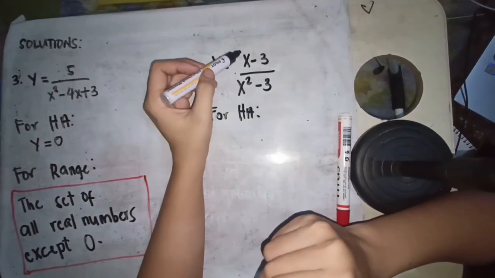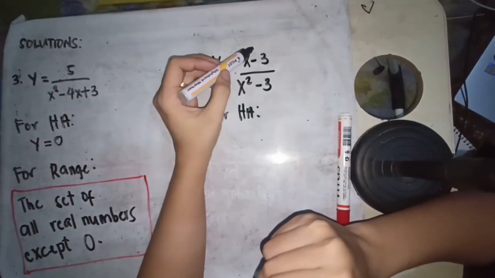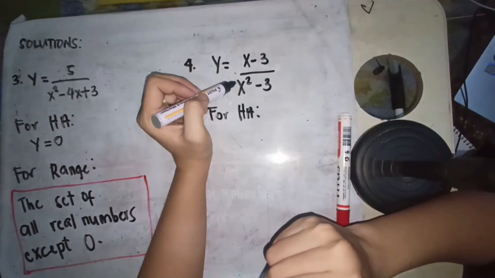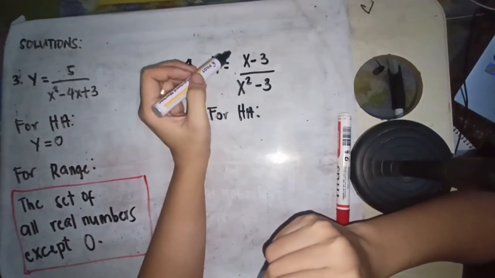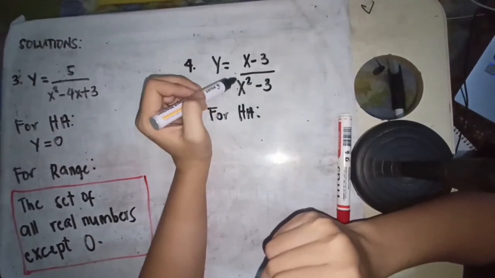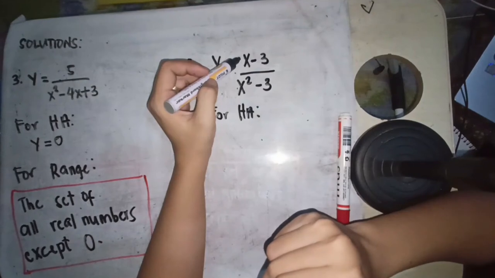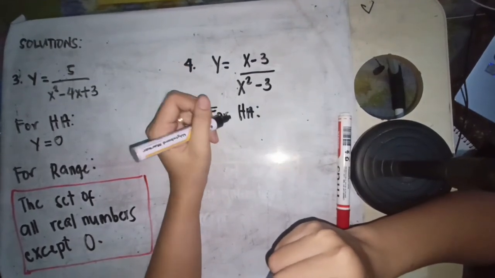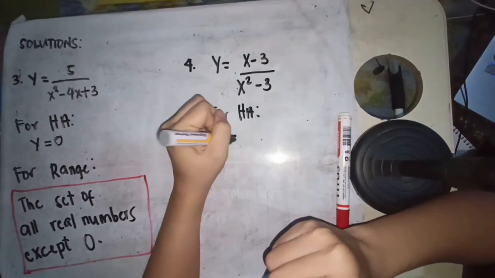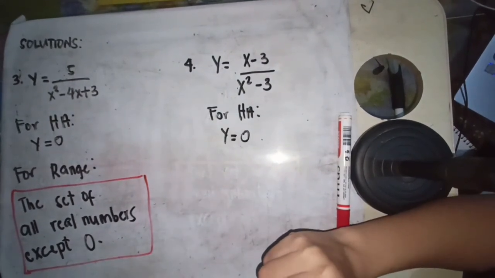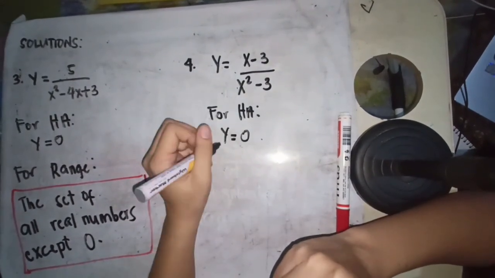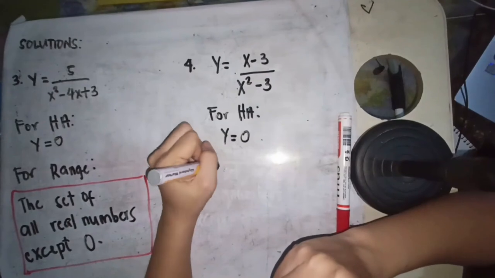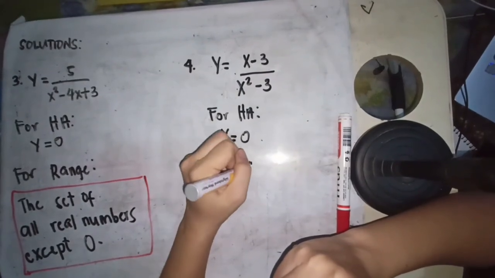So ang degree sa ato ang numerator is 1. Ang degree sa ato ang denominator is 2. Meaning, 1 is less than 2. So the degree of our numerator is less than the degree of our denominator. Therefore, our horizontal asymptote will have y equal to 0. Okay, now na naman tayo horizontal asymptote. So, we can now identify our range.